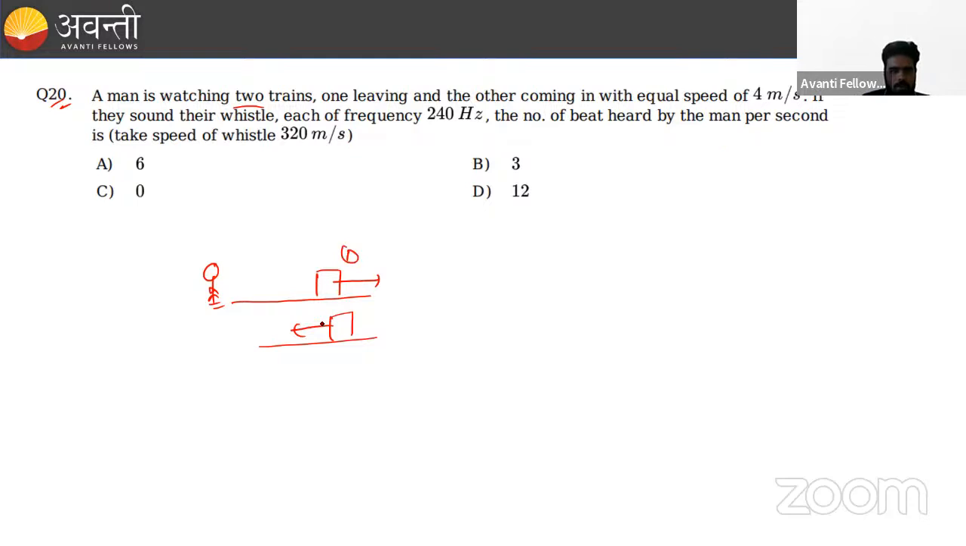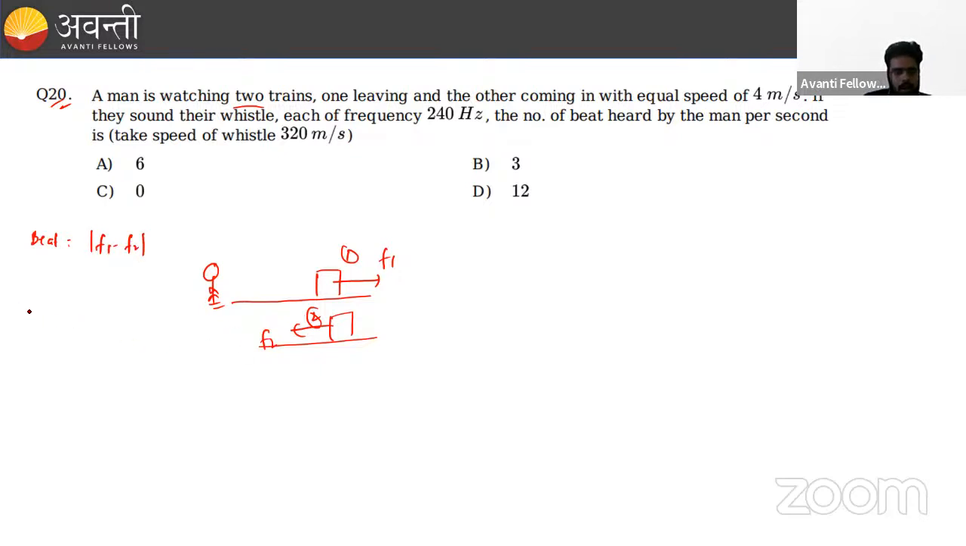Say this is situation one and this is situation two. In this condition the frequency is F1, and in this condition the frequency is F2. So what is the beat, guys? Beat is the difference of frequency observed by the observer. We can say that is nothing but |F1 minus F2|.